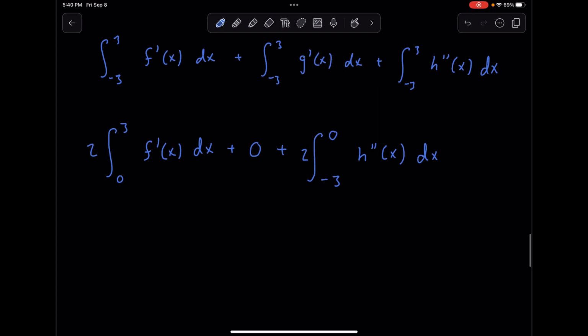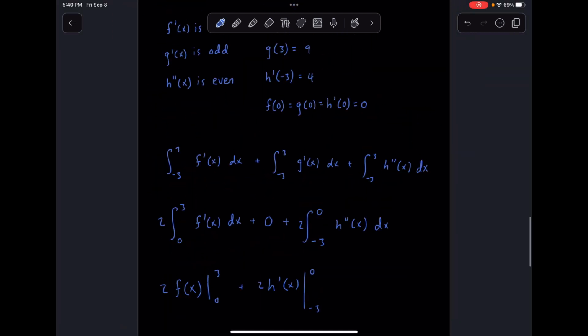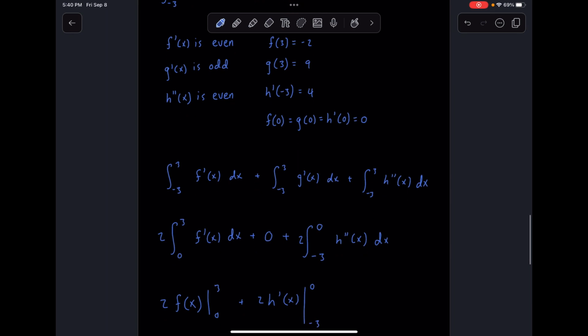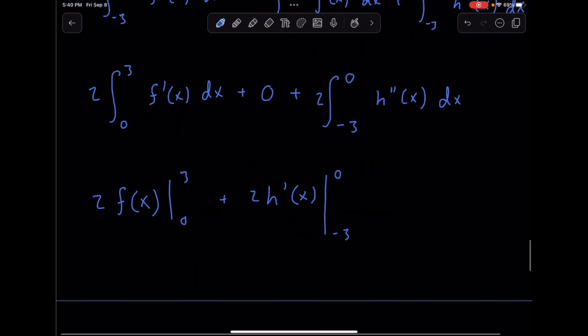Now we can integrate, and the integral of a derivative is the original function, so f of x times 2 from 0 to 3 plus h prime of x times 2 from negative 3 to 0. And from here, we can just plug in. So we know that f of 3 is negative 2. So this is 2 times negative 2, or negative 4, plus, and we know that f of 0 is 0.